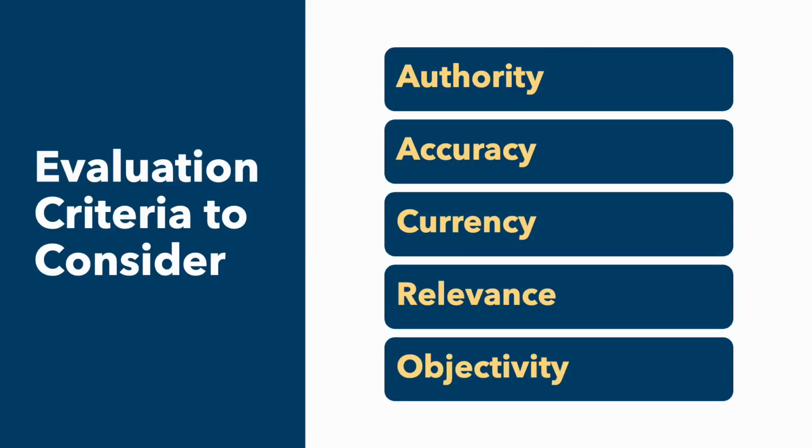Once you have found some initial sources for your research, it is important to critically examine these sources. Some evaluation criteria to consider are authority, accuracy, currency, relevance, and objectivity. Evaluating your sources will help you determine if you have the information you need for your research or if you need to find additional, more appropriate sources.